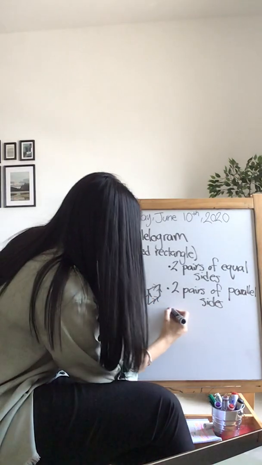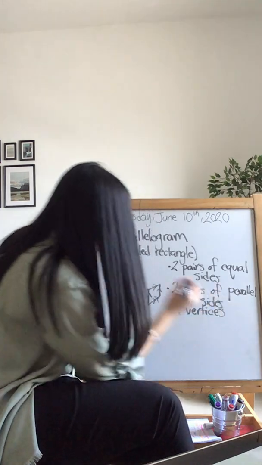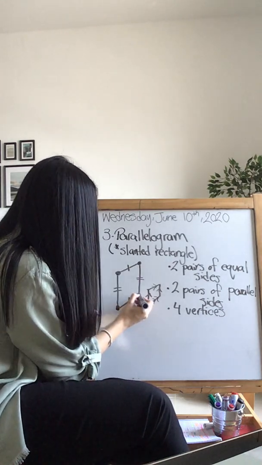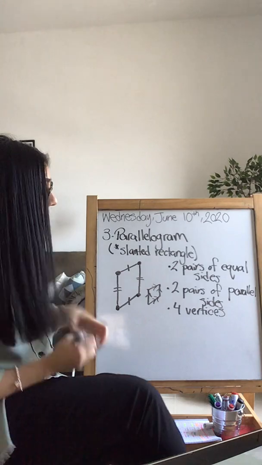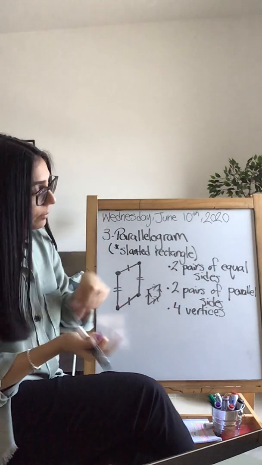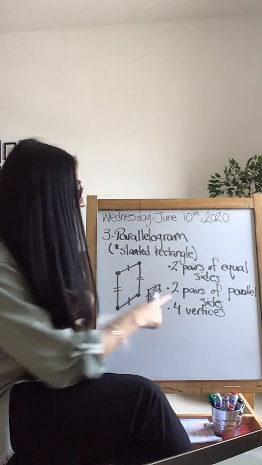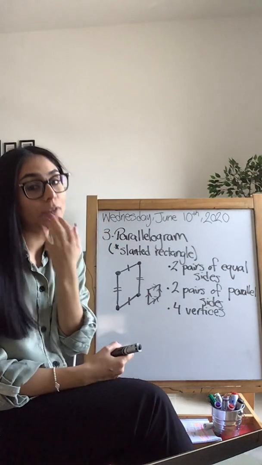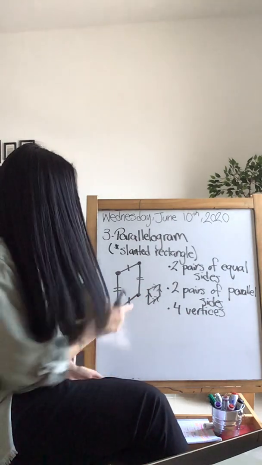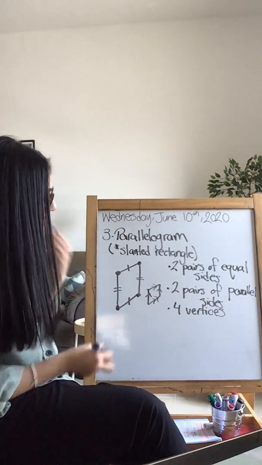And then the last one is we also have 4 vertices. So if you take a moment and compare your notes from the rectangle to a parallelogram, it's the same thing. These are the exact same thing. We have 2 pairs of equal sides for a rectangle and a parallelogram. We have 2 pairs of parallel sides for both. And there are 4 vertices in a parallelogram and a rectangle. But the only difference is the shape of it. It's not a rectangle, it's a slanted rectangle. Okay? So that's number 3.